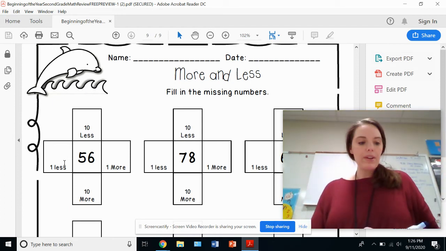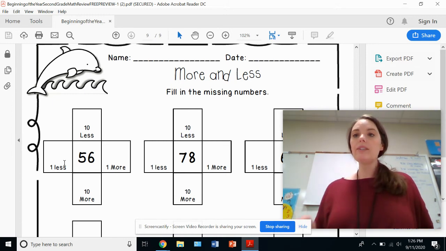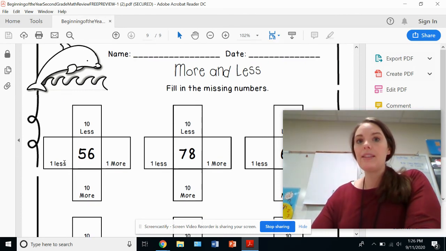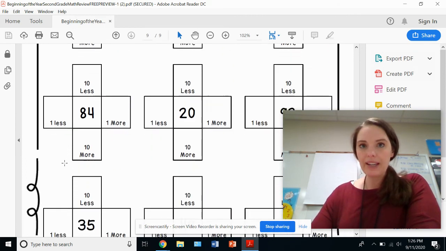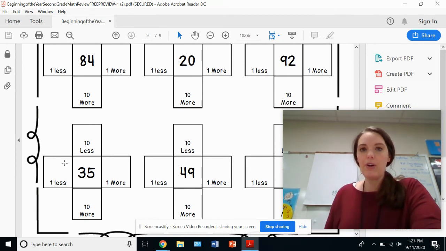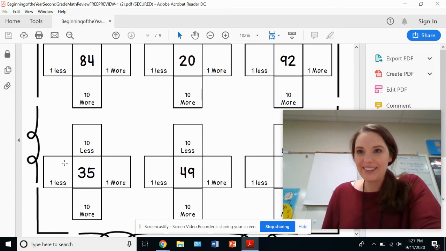So your job is to complete this page thinking about what is 10 more, 10 less, 1 more, and 1 less than each of the numbers inside the middle box. And after you've completed this page, you are going to complete the survey below this video that asks what is 10 more, 10 less, 1 more, and 1 less than the number 49.